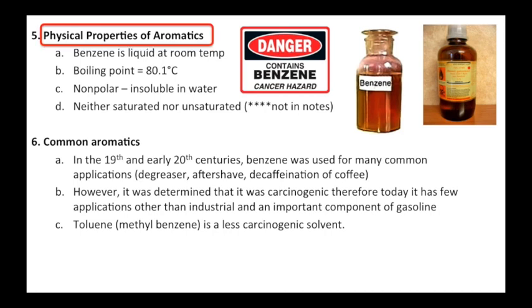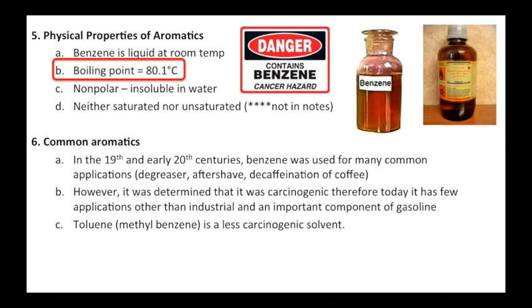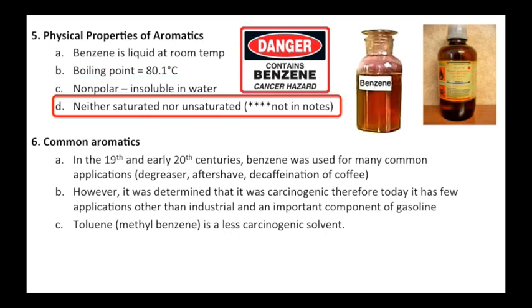Let's talk about some physical properties. Benzene is a liquid at room temperature. It's because it boils at 80.1, so at 25 degrees Celsius it hasn't boiled yet, it's a liquid. This is non-polar, therefore it is not soluble in water. And it's neither saturated nor unsaturated. Because of that double bond thing I talked about earlier, we just don't think of these as either saturated or unsaturated. We don't even count it in terms of saturation.